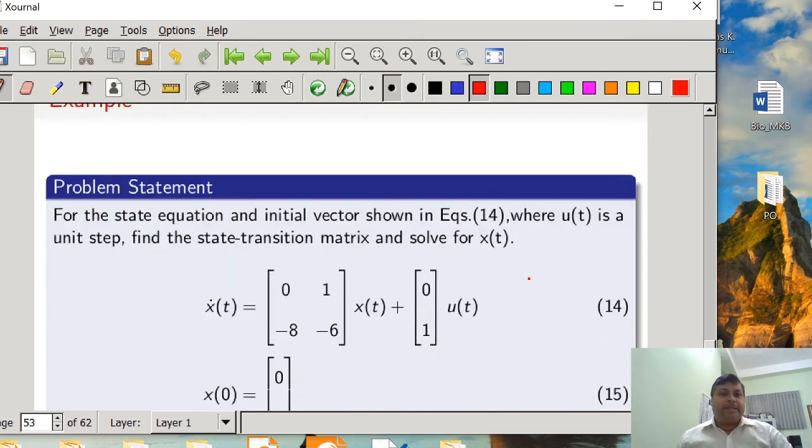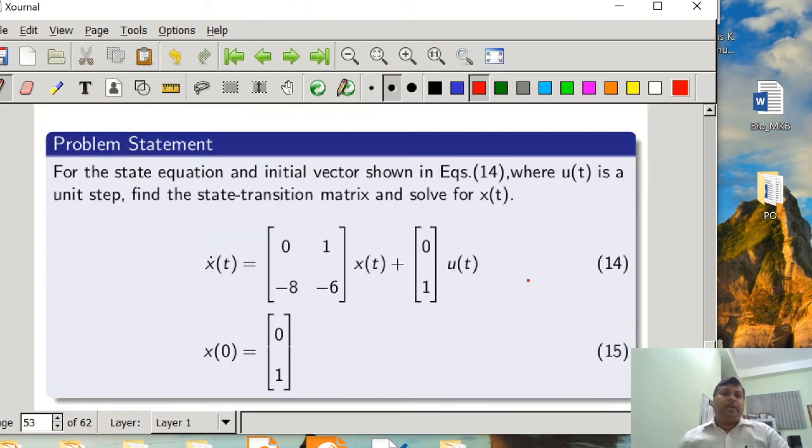Now I am showing you another example, where you can see the computation of e to the power At using the properties of e to the power At. Here x dot equal to A x(t) plus B u(t), x(0) has been given, and it has been asked that if u(t) is a unit step input, find the state transition matrix and solve for x(t). Let us see what the eigenvalues of the matrix A would be.